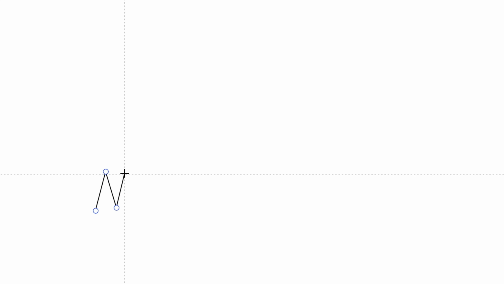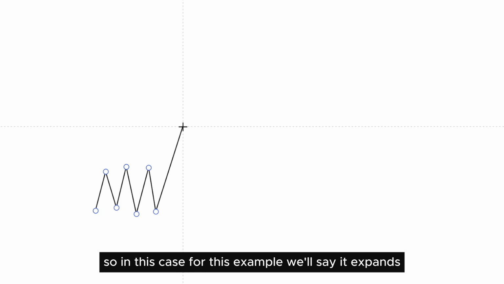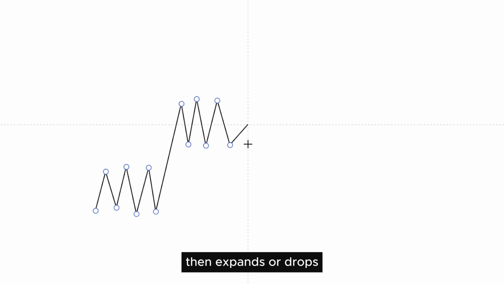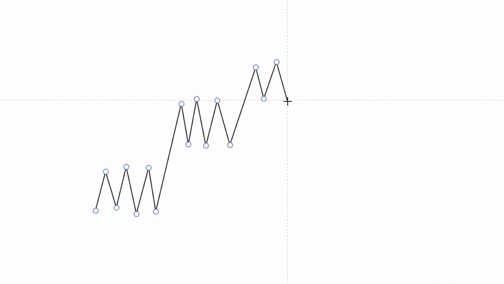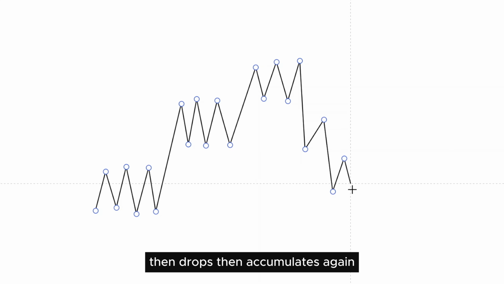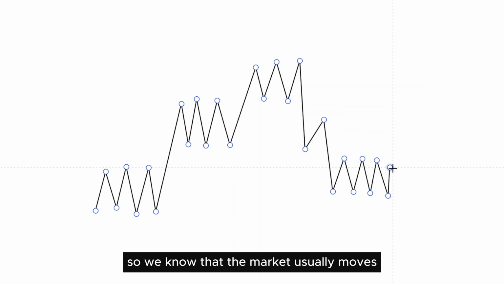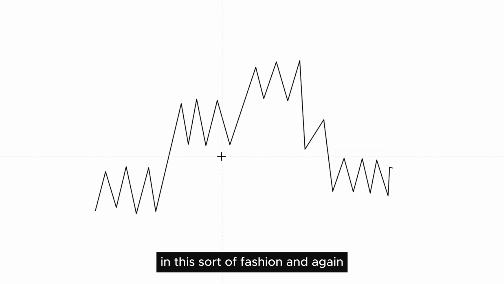So before we get into the origins of liquidity, we need to understand how price moves. And this might be common knowledge, right? So we know that price accumulates, expands or drops. So in this case, for this example, we'll say it expands, then expands or drops, then drops, then accumulates again. So we know, and so on, so on.